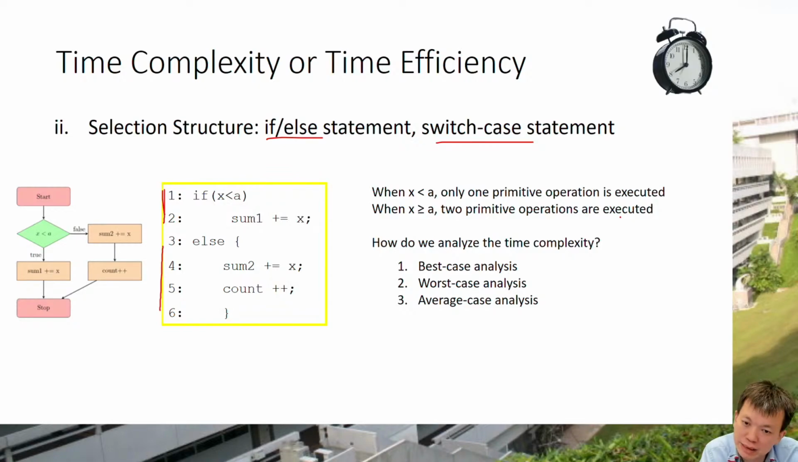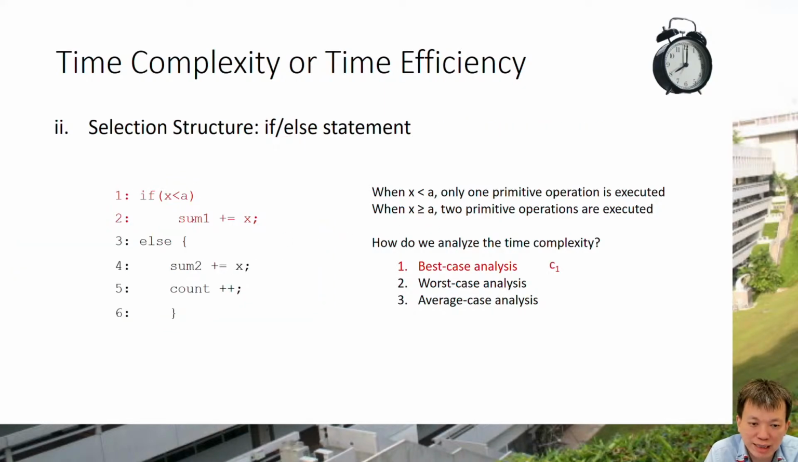So in this scenario, let's set all these primitive operations to have the same computational time. Of course, x less than a just needs to run one primitive operation. When x is greater or equal to a, that means this condition is false, they will run this portion, they will run 2. Let me assume that running this part is cheaper or takes less time. So my time complexity, let's say, is C1.